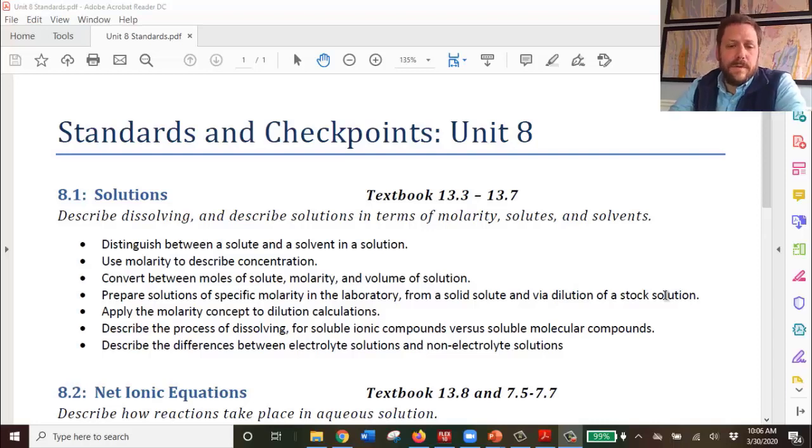Hi everyone, I wanted to make a video to address the last few objectives in 8.1. So far the objectives we've covered have been very mathematical, calculating concentration, and calculating concentration from a dilution or from making a solution from a solid. But the last two bullets talk about describing the process of dissolving for soluble ionic compounds versus soluble molecular compounds, and it's important that we understand what dissolving really means and describe the difference between electrolyte and non-electrolyte solutions.